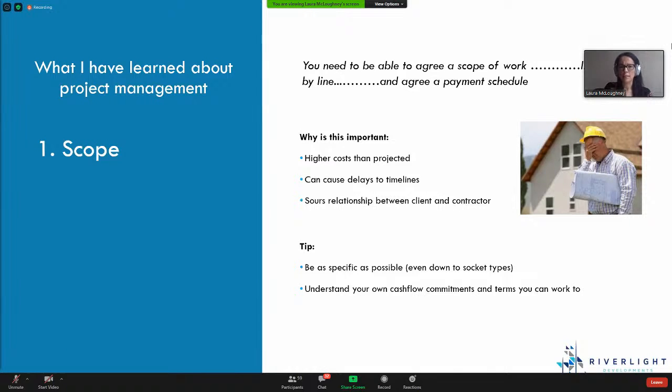The second point there is to understand your own cash flow commitments and the terms that you can work to, because often we can throw out quotes from a number of different professionals, and we get them back, and we don't really think about the payment terms. We just look at the number that they came in at, and we might think a little bit about what they can do, but the terms can be really, really important, because that can sometimes trip you up, especially if they want cash up front. So that's a little bit about scope.